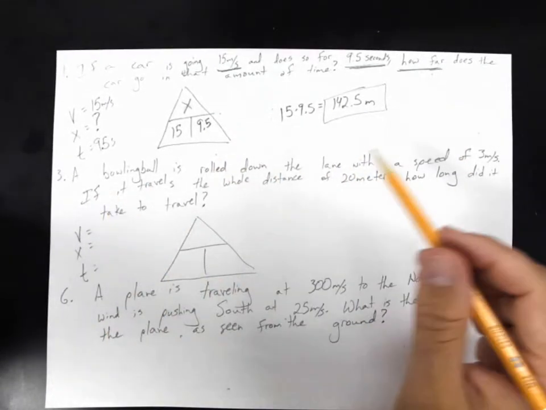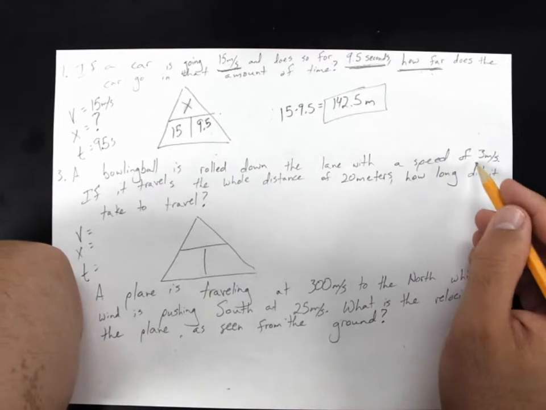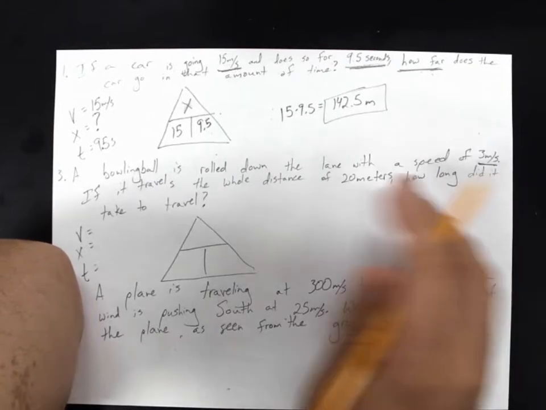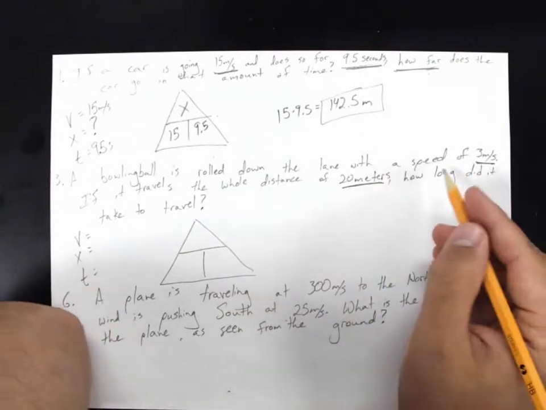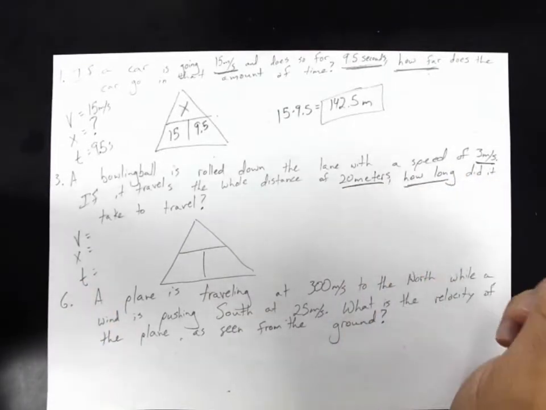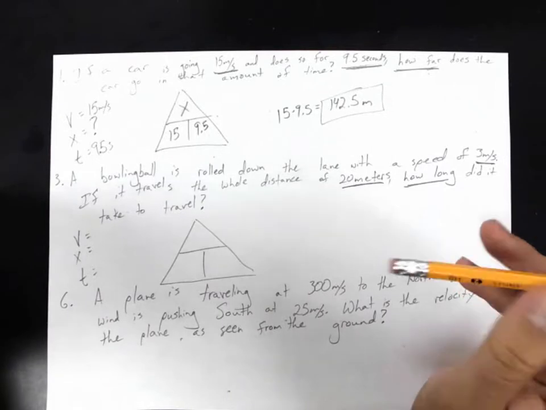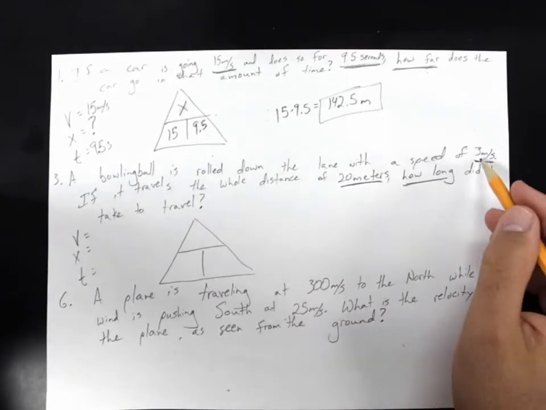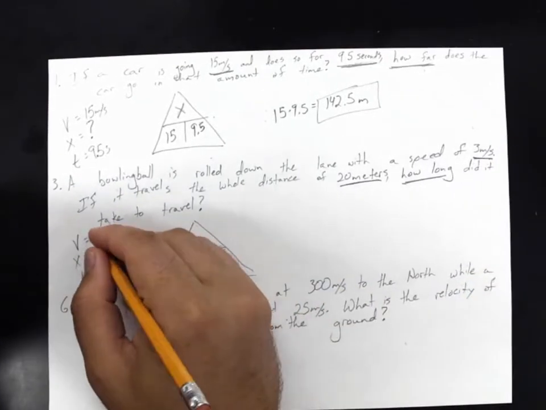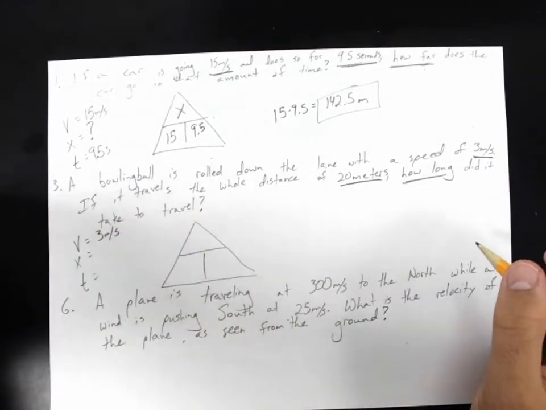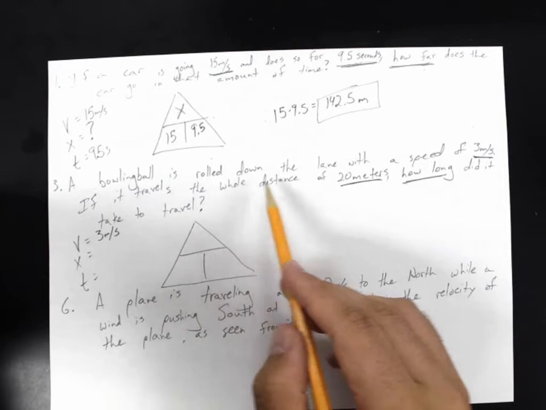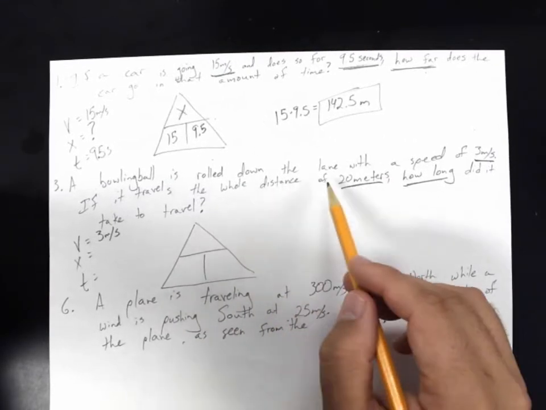Okay, next, a bowling ball is rolled down the lane with a speed of 3 meters per second. If it travels the whole distance of 20 meters, how long did it take to travel? Okay, so once again, I underlined the stuff as we were talking. 3 meters per second. Once again, meters per second is a measure of speed. 3 meters per second goes where V is. Next, if it travels a distance of 20 meters, distance of 20 meters.